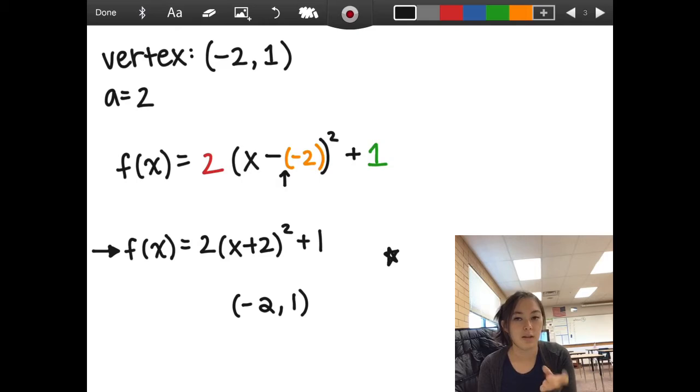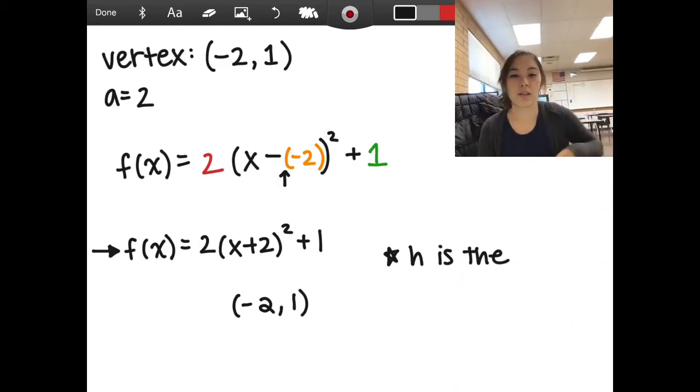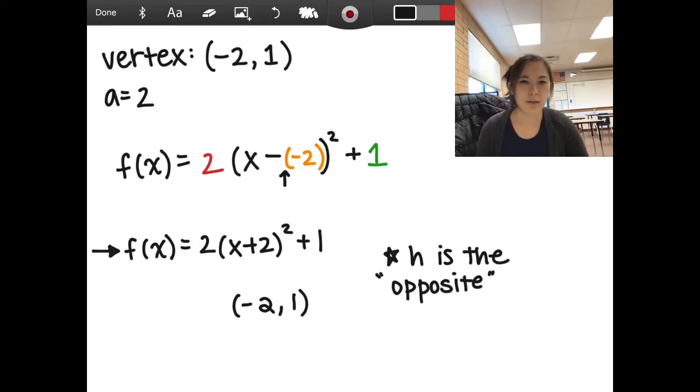So if we were given that to start with, we would know that negative 2, 1 is actually the center. So H is going to be the opposite of what you see. So be really careful with that, and pause the video to make sure you understand that. So H is the opposite of what you see in the equation.